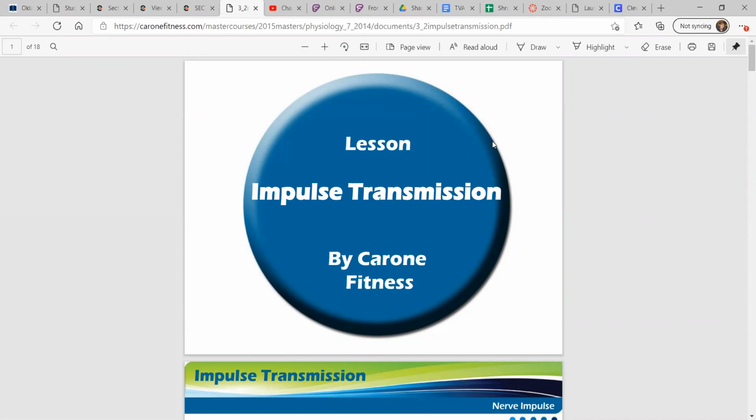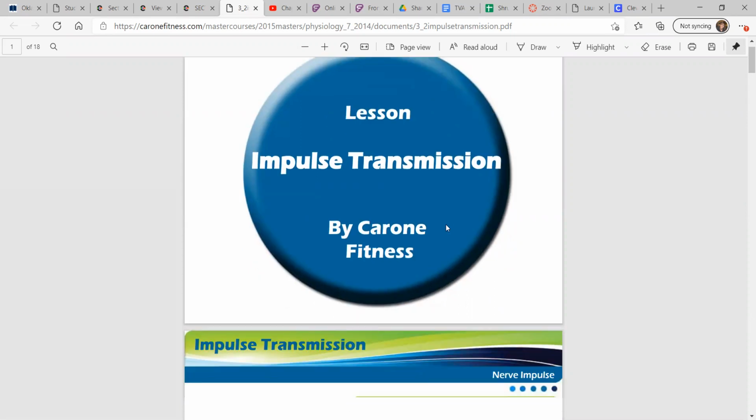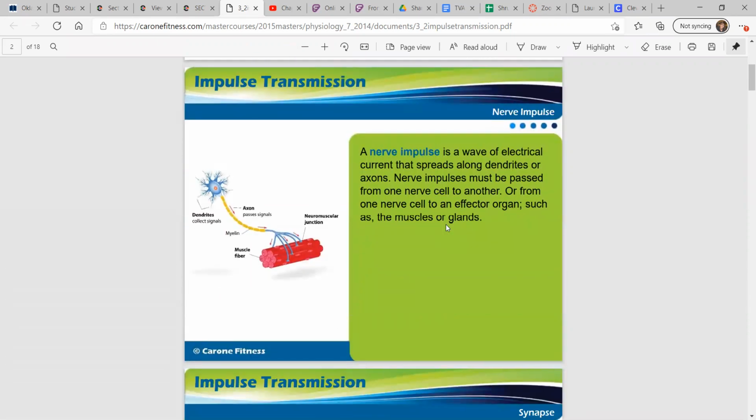We looked at impulses and how they function, the sodium-potassium gates of a neuron. Now we're going to look at impulse transmission. A nerve impulse, to review, is a wave of electrical current that spreads along dendrites or axons. Nerve impulses must be passed from one cell to another, or from one nerve cell to an effector organ. And that can be muscles or glands.